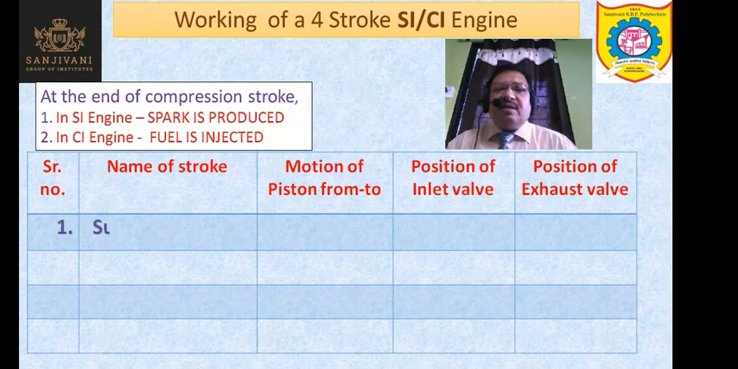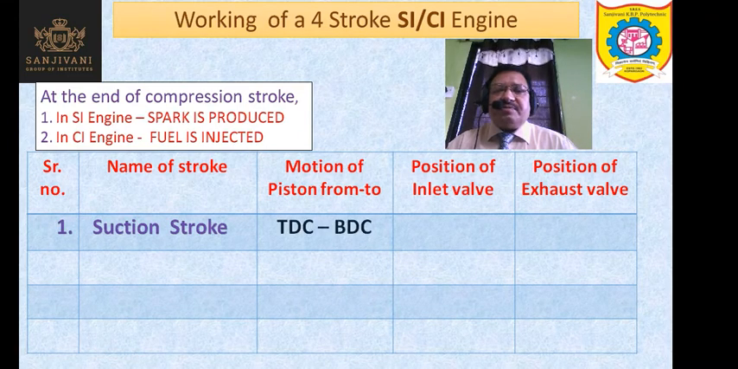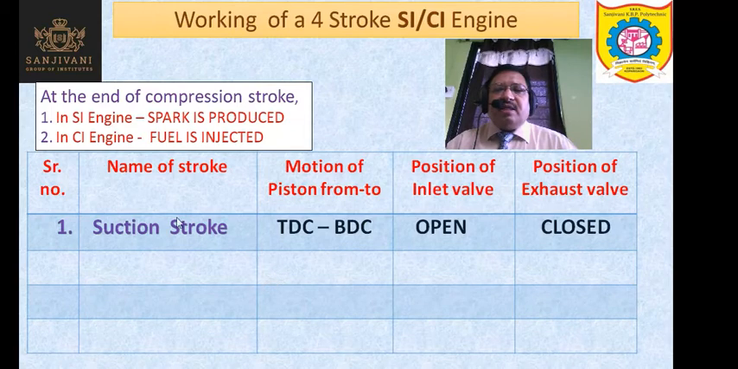So first of all, the first stroke is the suction stroke. In the suction stroke, the piston moves from top dead center to the bottom dead center. The inlet valve has to be open, then only the air from the atmosphere or the fresh charge will enter inside the engine cylinder, and the exhaust valve is closed during the suction stroke so that the fresh charge which is entering inside the engine cylinder will not go out. So that is about the suction stroke.